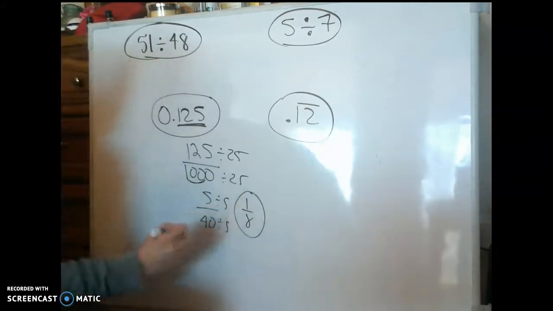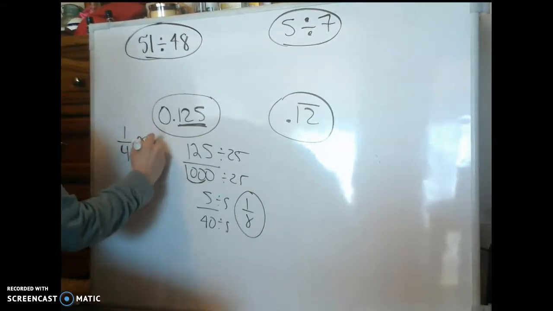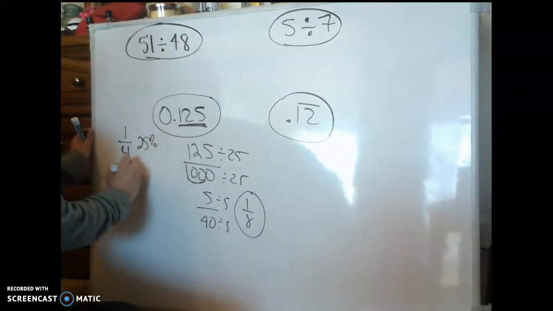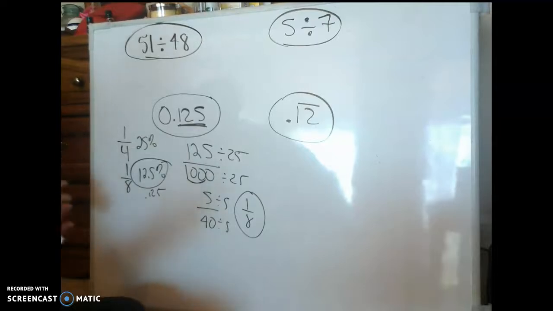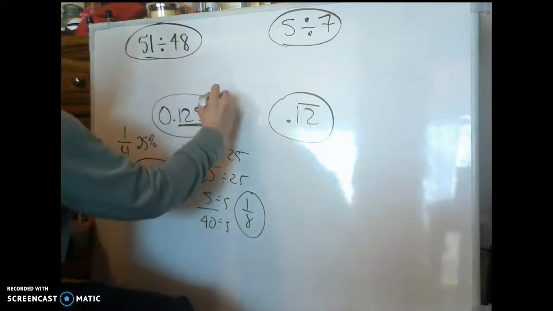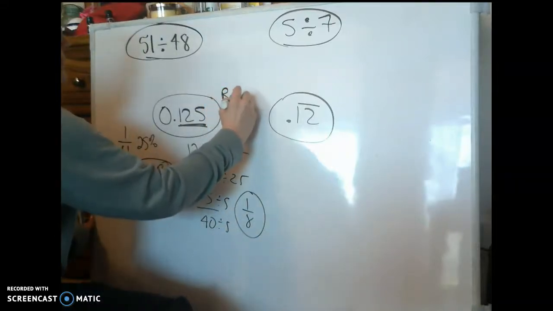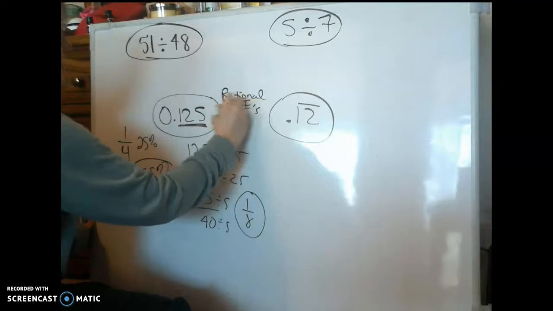And some of us might have that memorized because remember, a fourth is 25%. Sorry, this is bouncing around a lot. And then 1/8 would be half of that, 12.5% in decimal form. So some people might have that memorized, but again, you should be able to figure it out. Repeating decimals are also rational numbers. Both of these are rational numbers because you can put them into ratio form.